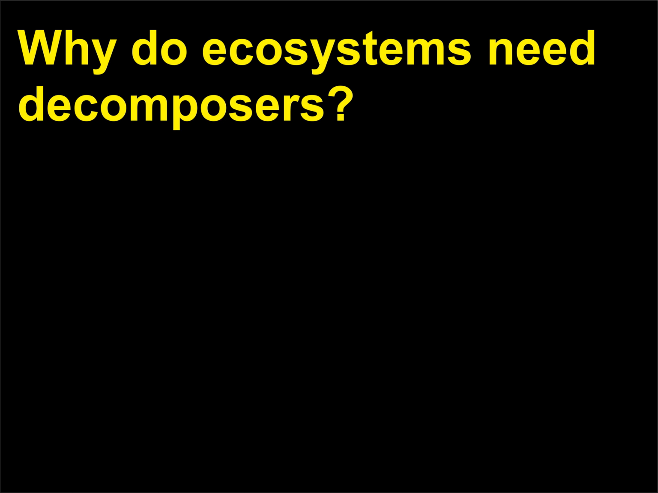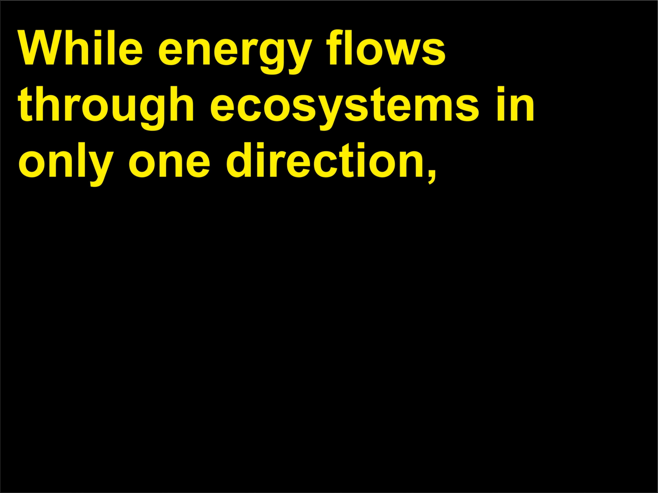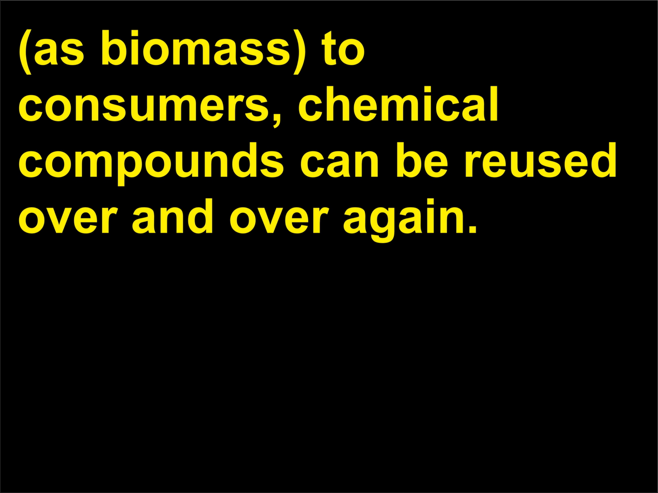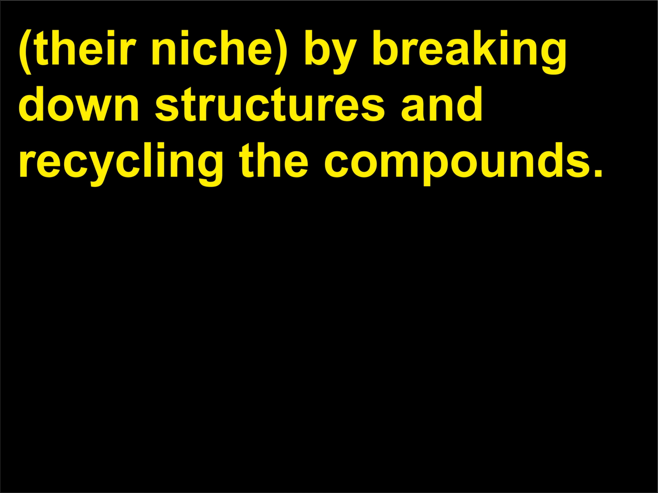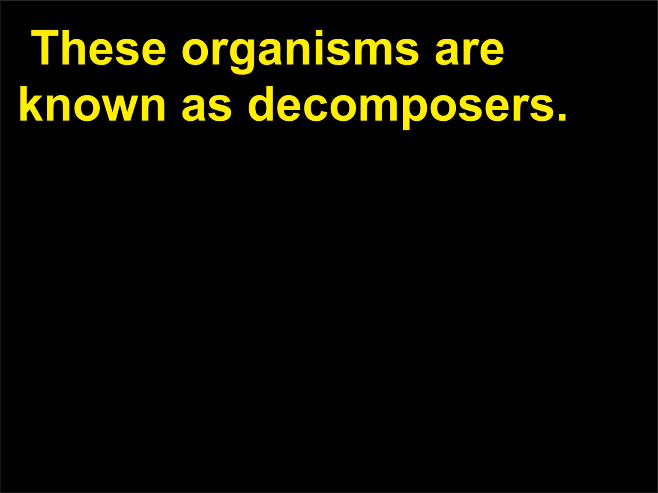Why do ecosystems need decomposers? While energy flows through ecosystems in only one direction, entering at the producer level and exiting as heat and the transfer of energy as biomass to consumers, chemical compounds can be reused over and over again. In a well-functioning ecosystem, some organisms make their living, their niche, by breaking down structures and recycling the compounds. These organisms are known as decomposers.